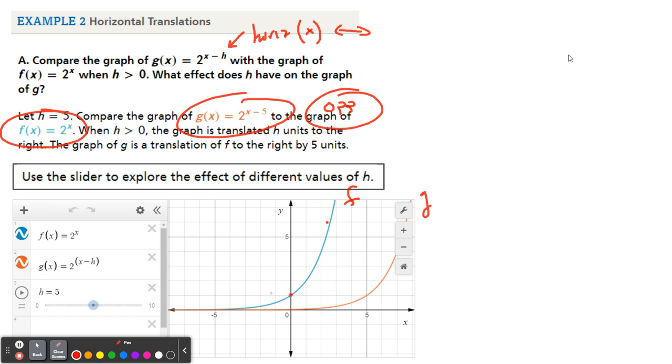Notice that this y-intercept at 1 goes 1, 2, 3, 4, 5 to the right. So all the points go to the right 5. Okay? So that's what this minus 5 is going to do. Now let's go to Desmos, or not Desmos, let's go to Savas and see if this works for all positive h values.